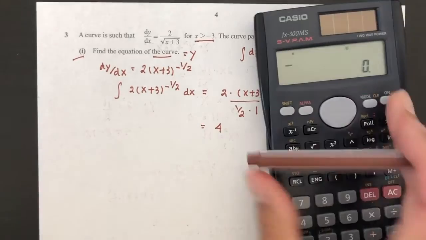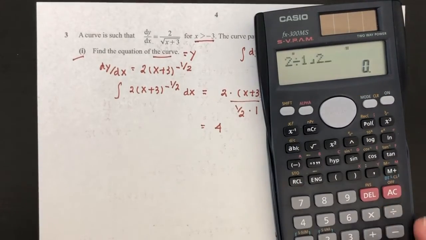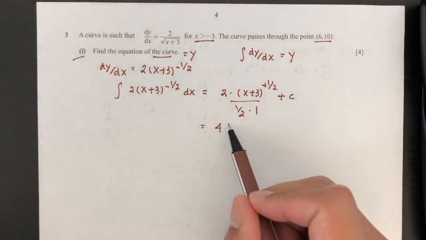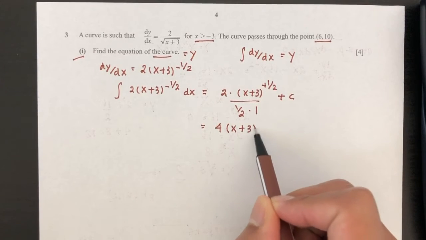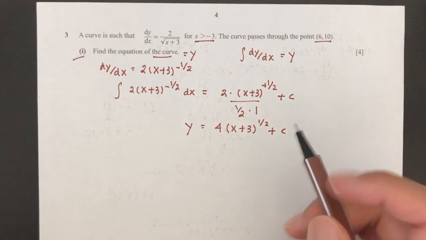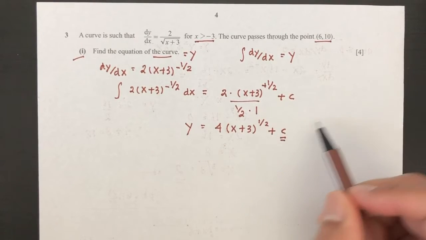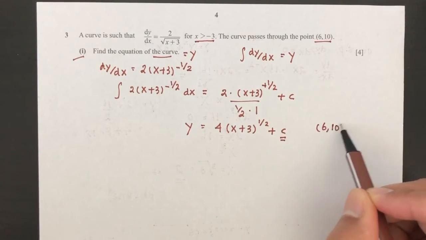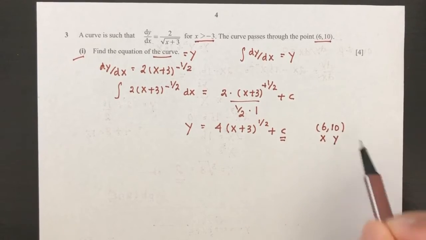You can check if you want to. 2 divided by half, that will be 4. And this will be 4 times x plus 3, power half, plus c. This is your value of y. Now you have to find this value of c by using this point, which is 6, 10. That is x, that is y.